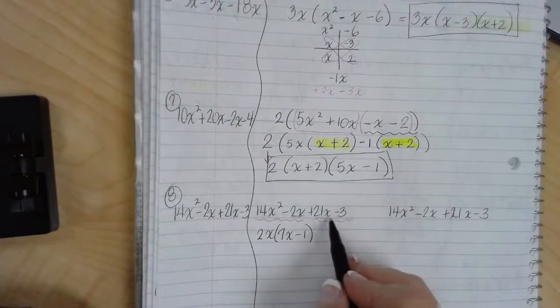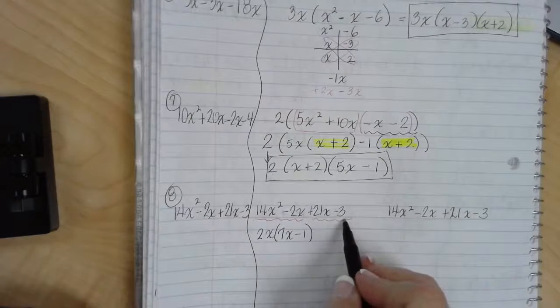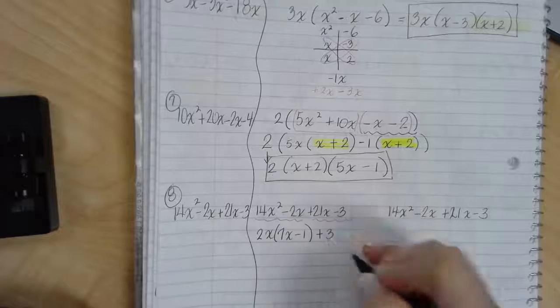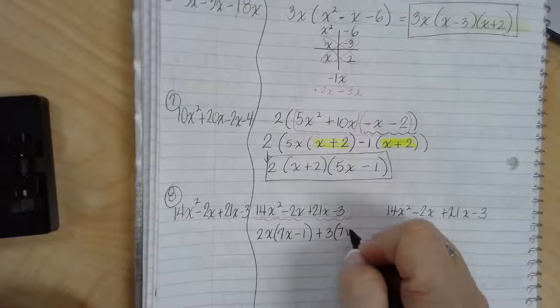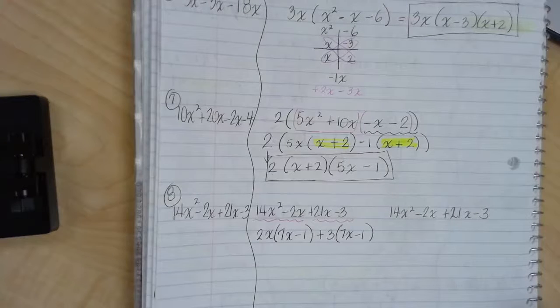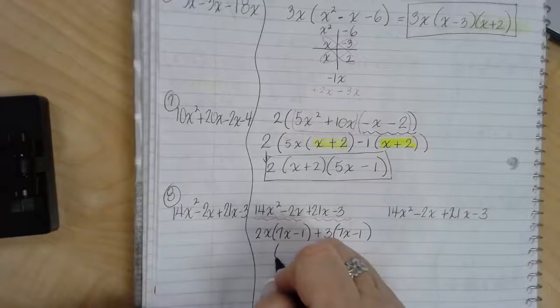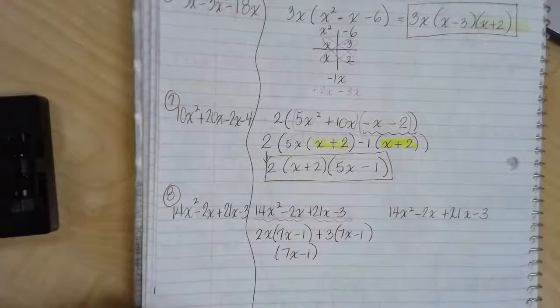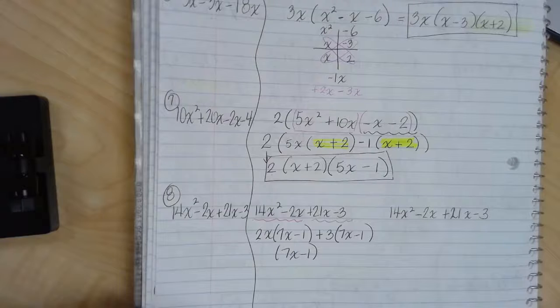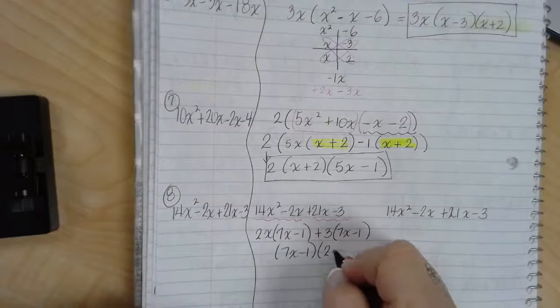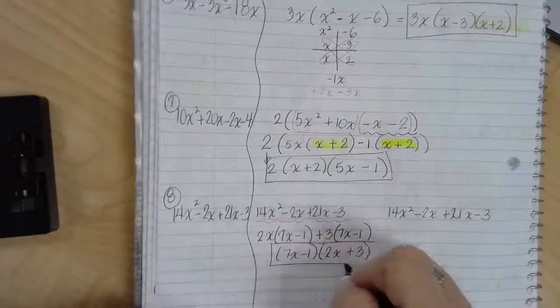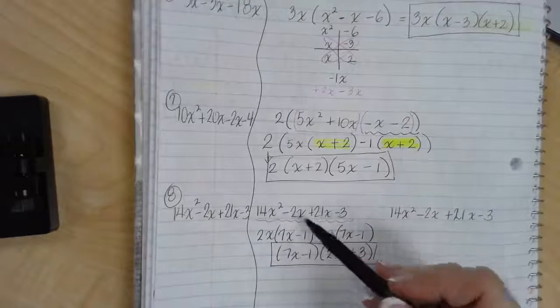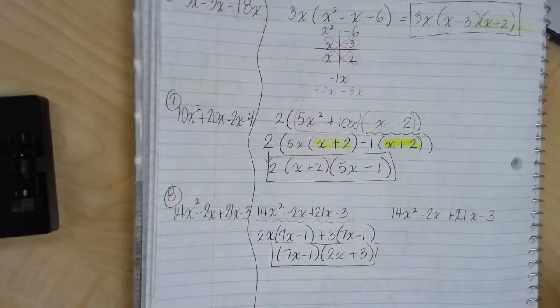Then I look at the next one. What do those both have that I can factor out? They're both divisible by 3. If I factor that out, I'm left with a 7x minus 1. Then I look at this and ask, what do they both have? They both have a 7x minus 1. So I'm going to factor it out, which leaves me with a 2x plus 3. That is the completely factored form. And that works because they already had it set up for you in terms of grouping.